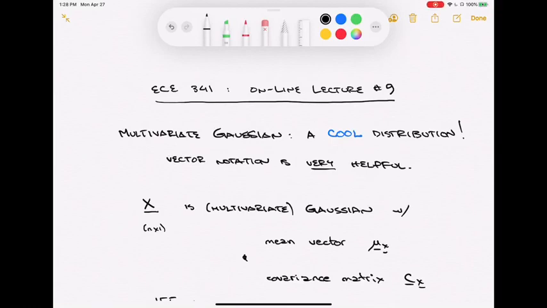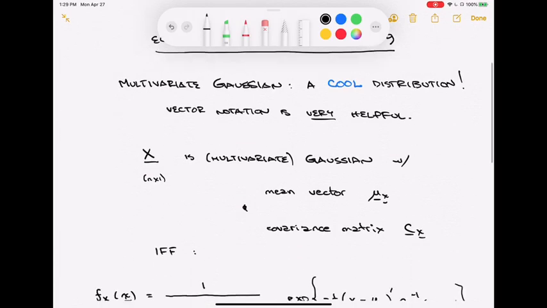So this is the ninth lecture for ECE 341, random processes. In the lecture today, we're going to talk about the multivariate Gaussian distribution. It's a pretty cool distribution. Gaussians are found everywhere in nature, and so it's one that gets a lot of utility for almost any discipline. Vector notation, some of the linear algebra topics that we talked about before, is very helpful here.